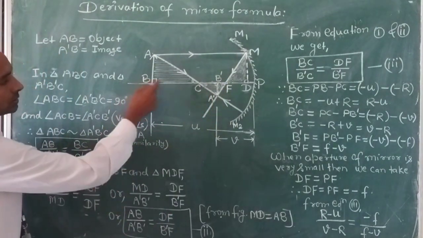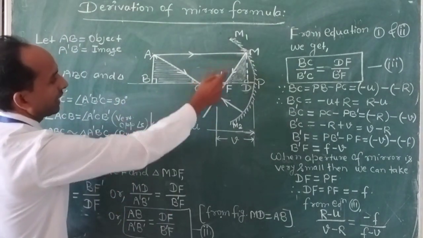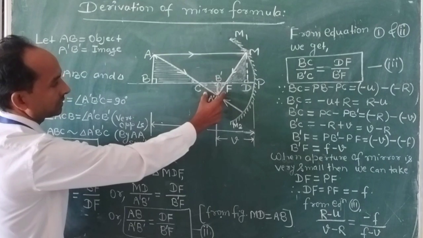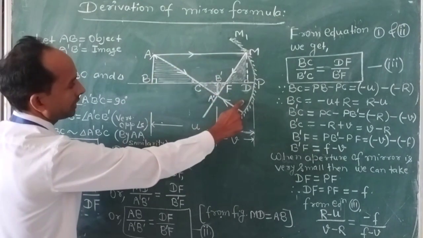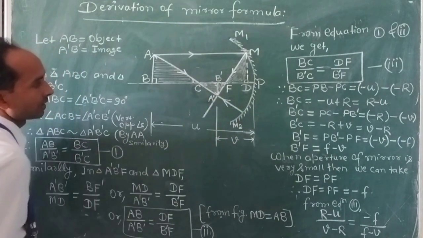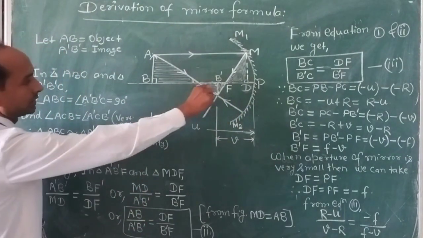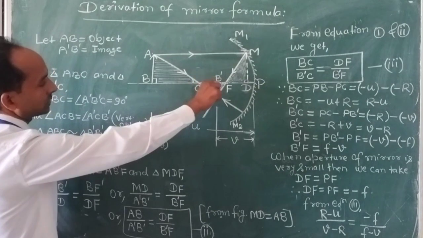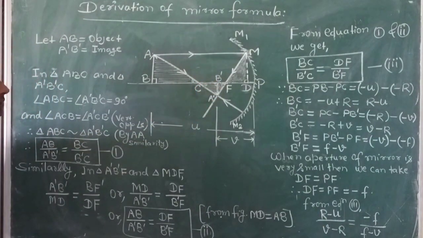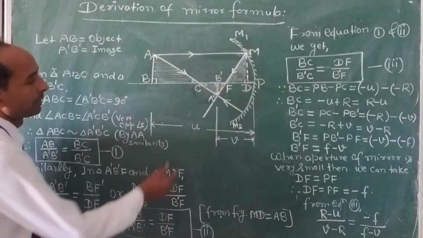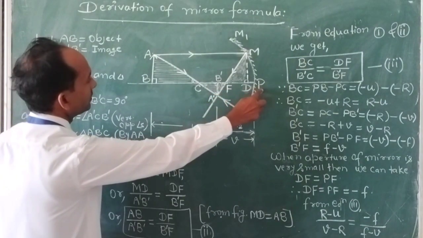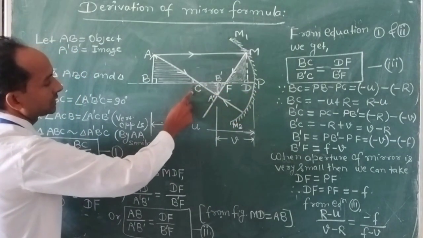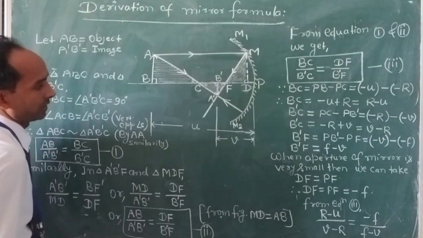Since the reflected rays intersect each other, the image formed by this concave mirror is real. And since this is in the downward direction, it is an inverted image. F is the focus, P is the pole, and C is the center of curvature.